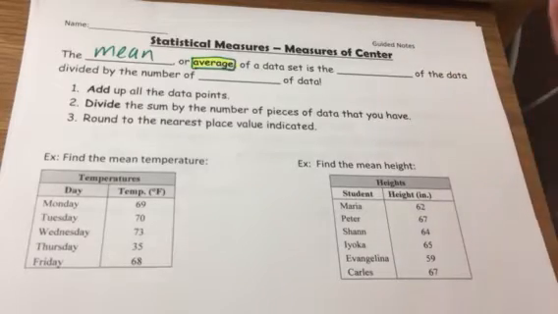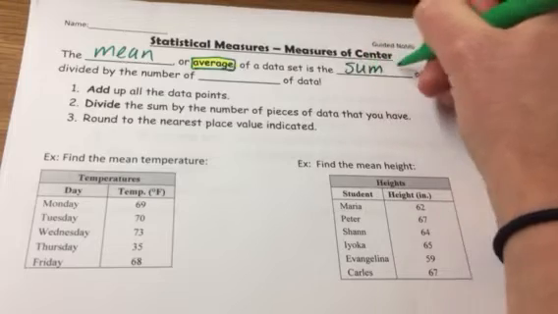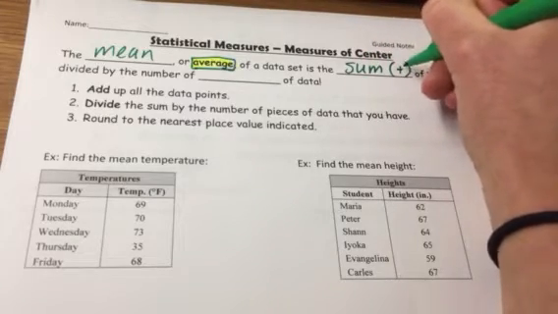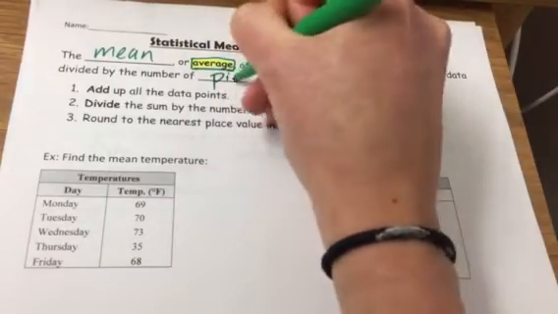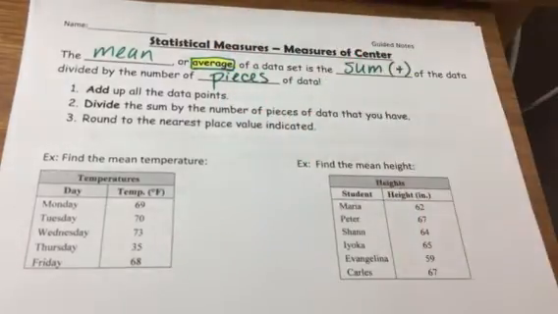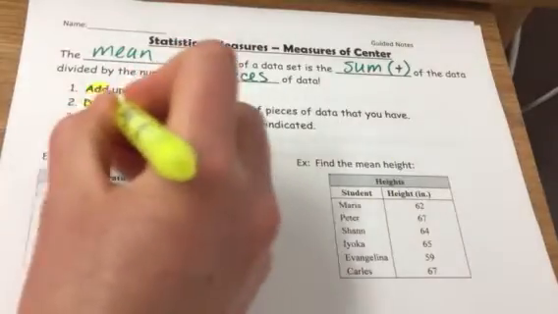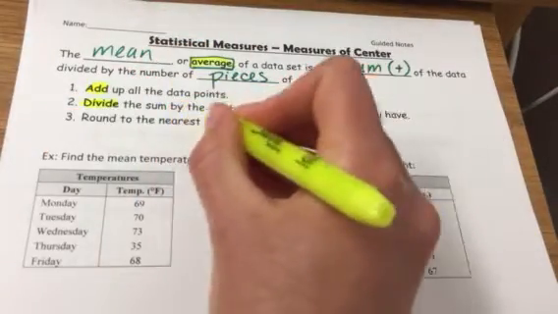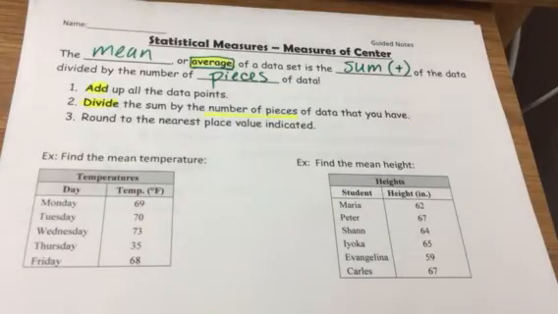What it is, is the sum of all of the data. The sum, which is going to be addition, of all of the data divided by the number of pieces of data that we're dealing with. So it's a couple of very easy steps. Step one, we're going to add up all of our data points. The next thing is we're going to divide that sum by the number of pieces of data that we have. And then that is going to be our average.